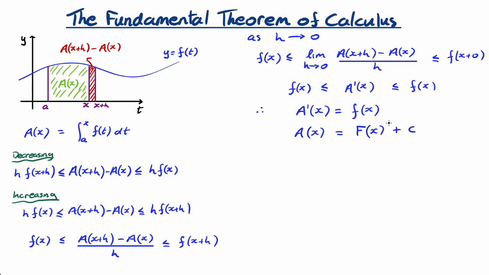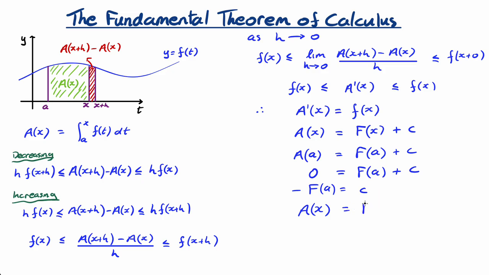Okay, then we can say, but wait, we know A of a, which is going to equal F of a plus c. We know that A of a is the area from a to a, if you like. Well, if we're starting at a, what's the area between a and a? Well, this is actually 0. So 0 is equal to F of a plus c, which means c is equal to negative F of a, which then means the area function, A of x, is equal to F of x plus c, which is now minus F of a.